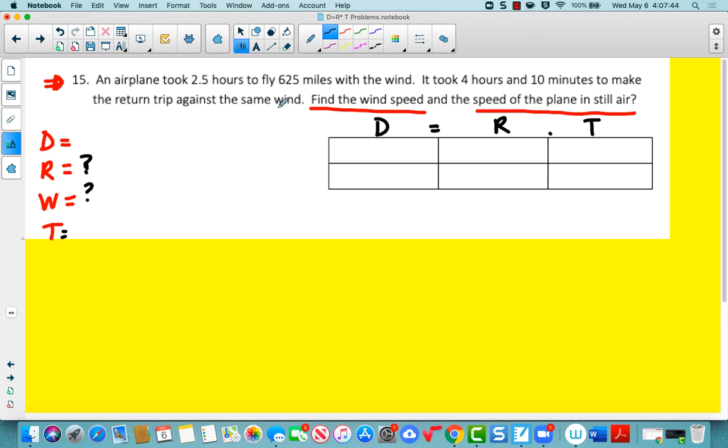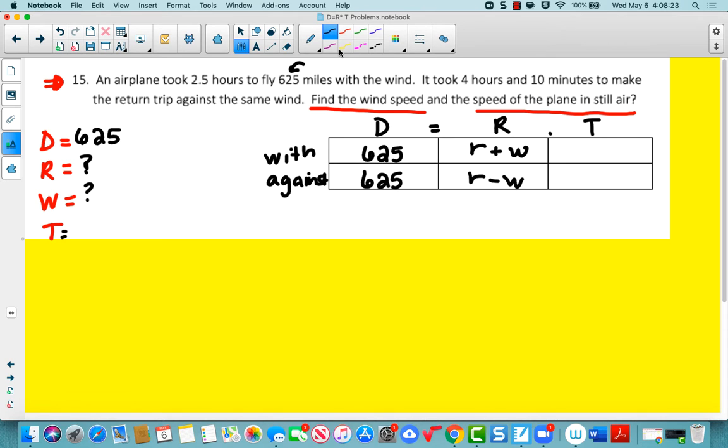All right, so we have 2.5 hours with the wind and then against the wind. And it was to fly 625 miles, so I know that my distance is 625. If we have an unknown rate and an unknown wind, then with the wind it would be R plus W, and against the wind it would be R minus W, okay? With the wind means I'm going faster, against the wind means I'm going slower.